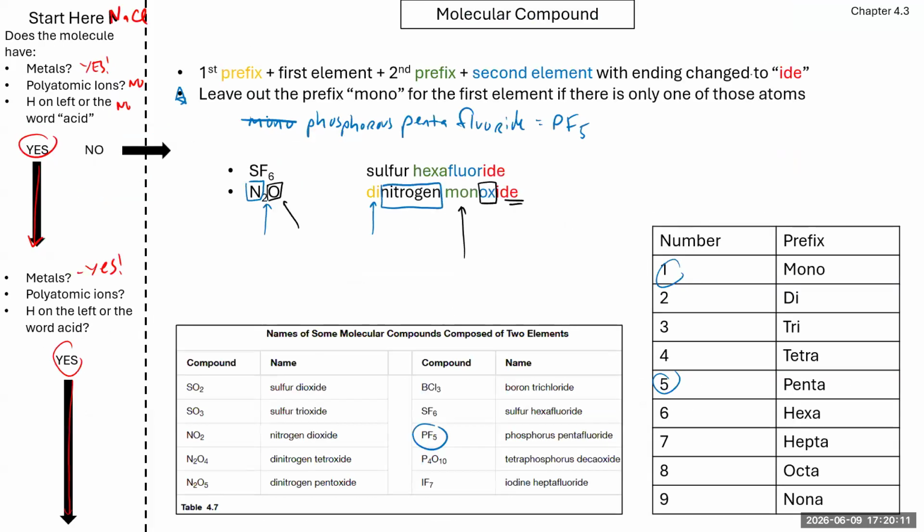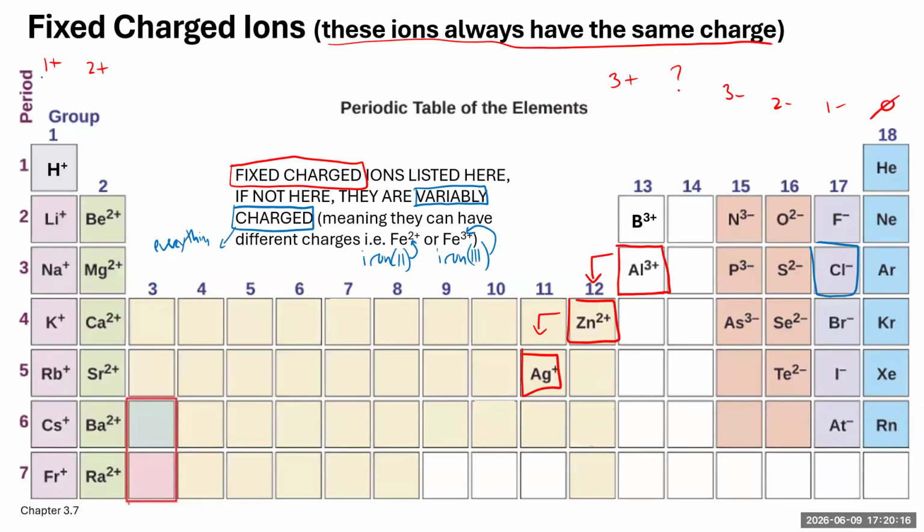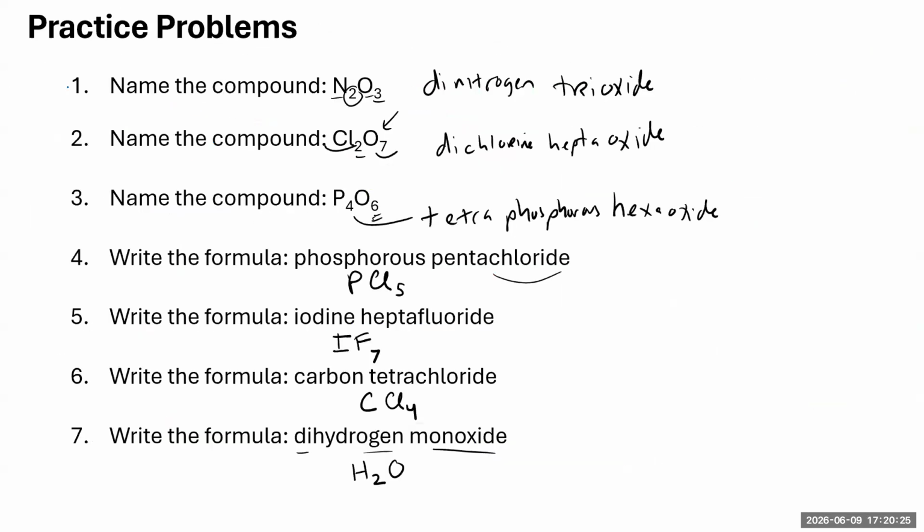How do I know that? Well, you go up to your periodic table. That's where it was. It's way up here, right? Sodium is a fixed charge metal. It's always going to be 1 plus. All right, so that's why we know it's fixed charge, right?